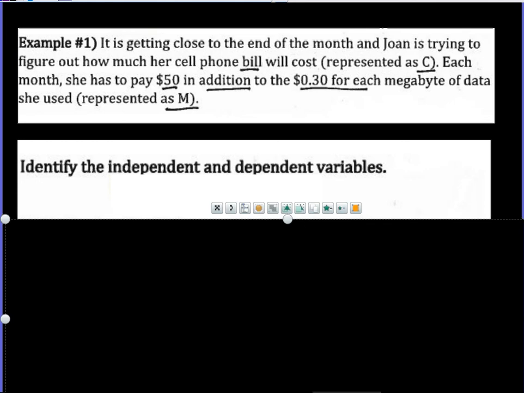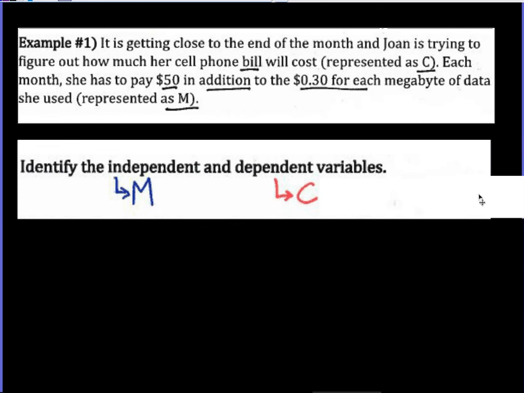So it says identify the independent and dependent variables. So we know that independent can be our x values. So what are we putting in? Well, we can say that m is going to be our independent variable, which means that c is going to be our dependent variable. Again, that makes sense too, because for each megabyte m, our bill is going to go up. So as we use more megabytes, our cost is going to go up.